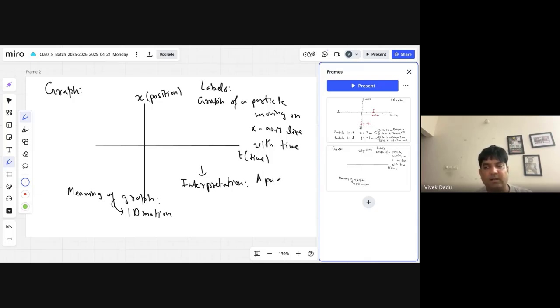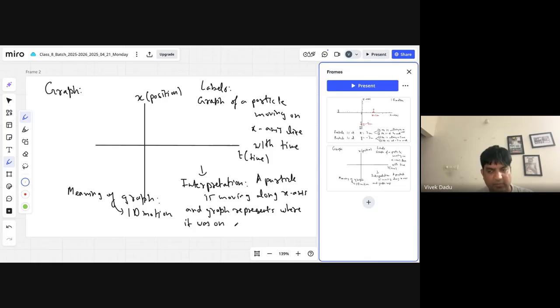A particle is moving along x-axis and the graph represents where it was on x-axis at various times. Okay.